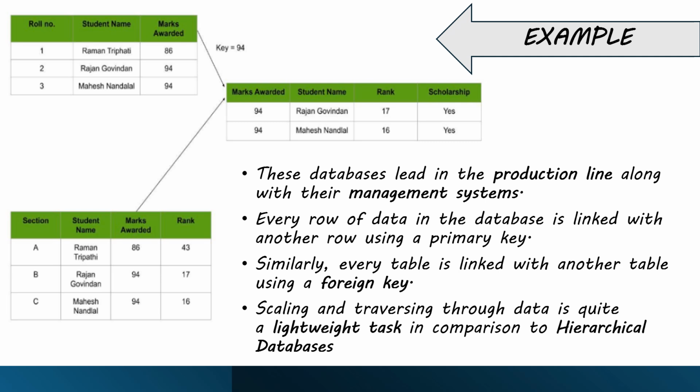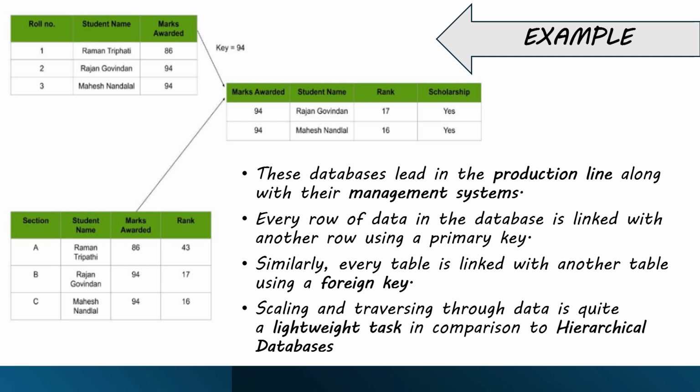Now you can see the marks awarded row is linked with another row with a key. That key is nothing but what you call the primary key. Similarly, all these tables will be linked to each other, and that will have one key that you call the foreign key. So due to this, the tables have organized data with the use of primary and foreign keys, relating tables, rows and columns. You have organized data.